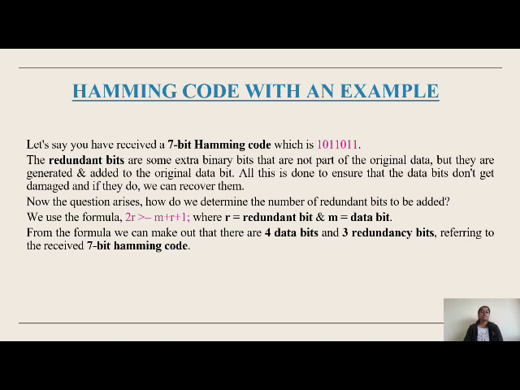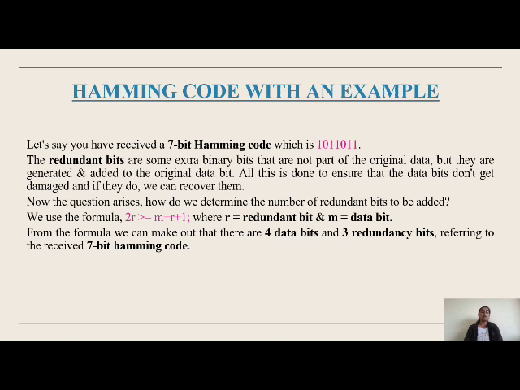Let us see an example of Hamming code. Let's say you have received a 7-bit Hamming code which is 1011011. The redundant bits are some extra binary bits that are not part of the original data, but they are generated and added to the original data bits. All this is done to ensure that the data bits don't get damaged, and if they do, we can recover them. Now the question arises, how do we determine the number of redundant bits to be added?